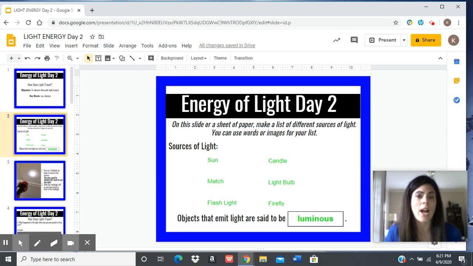Your first slide on your Google assignment was to record sources of light. I put on my list what I wrote yesterday: sun, match, flashlight, candle, light bulb, and firefly. And you can include the same on your list or other sources of light. And then a new word we learned yesterday was luminous. And that is what you needed to fill in the blank here. Objects that emit light are said to be luminous.